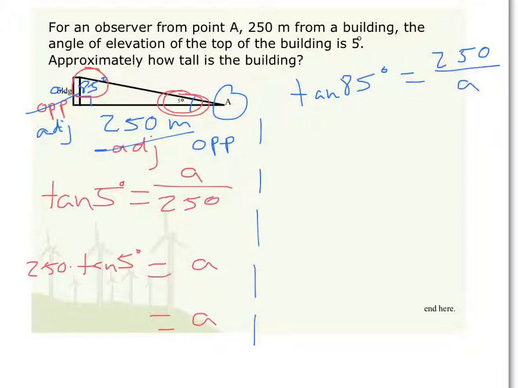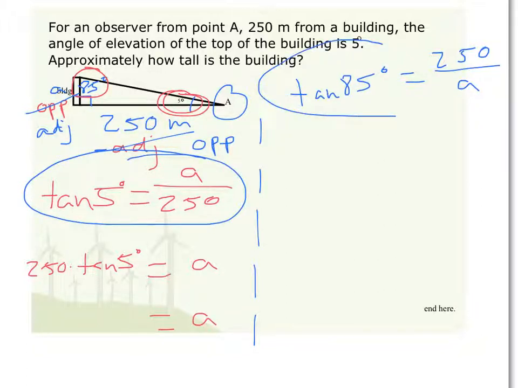Now take a look at this. Pause if you need to. See if you can see the biggest difference between those two equations. That difference is that the unknown side a is on the bottom.